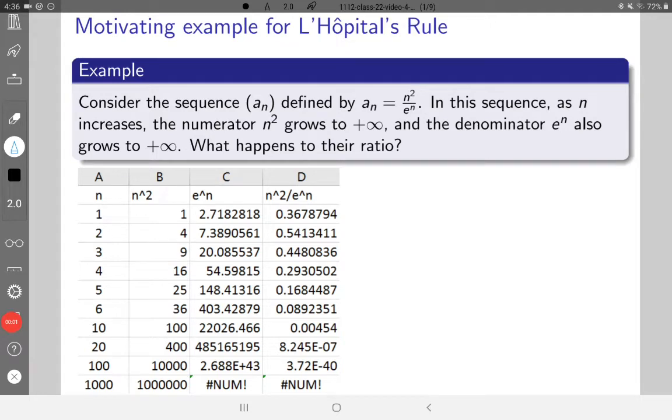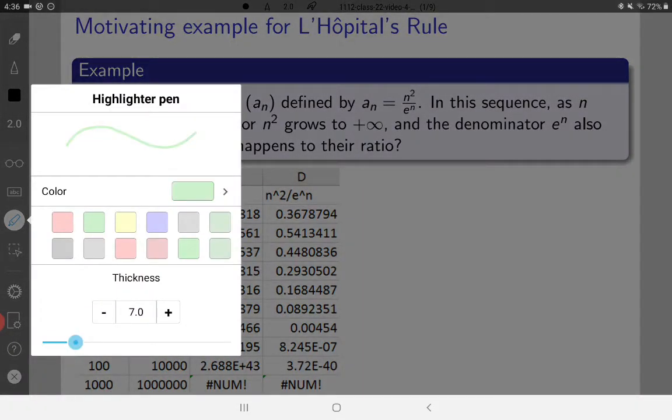Hello. In this video, we're going to continue our exploration of infinite sequences and more specifically the convergence and divergence of different examples of sequences. And really this video is going to be focused on giving you a couple of techniques for understanding and analyzing sequences to decide whether they converge or diverge. So I've picked a motivating example to show you what L'Hopital's rule is all about.